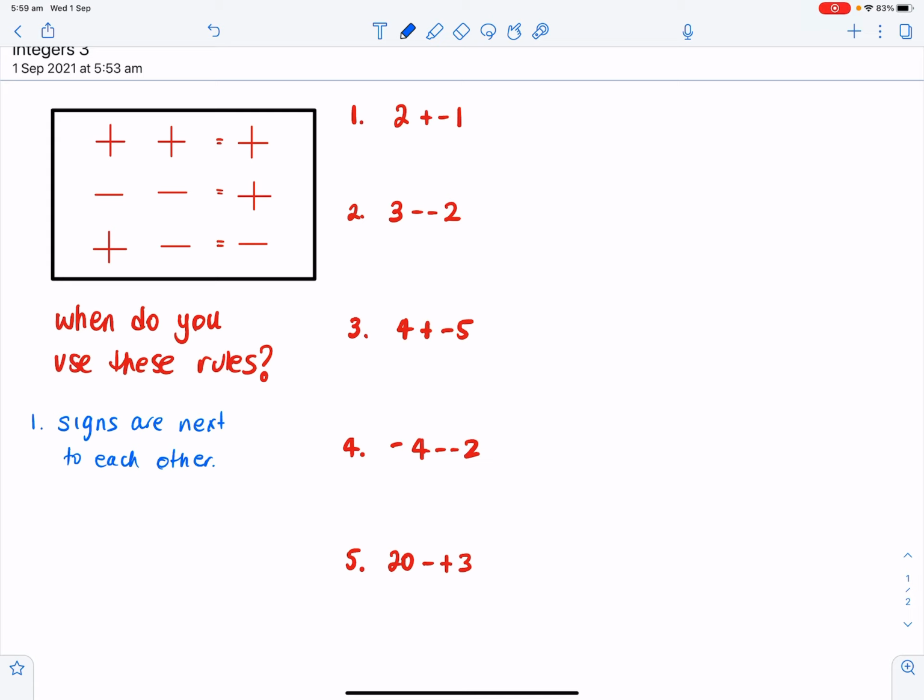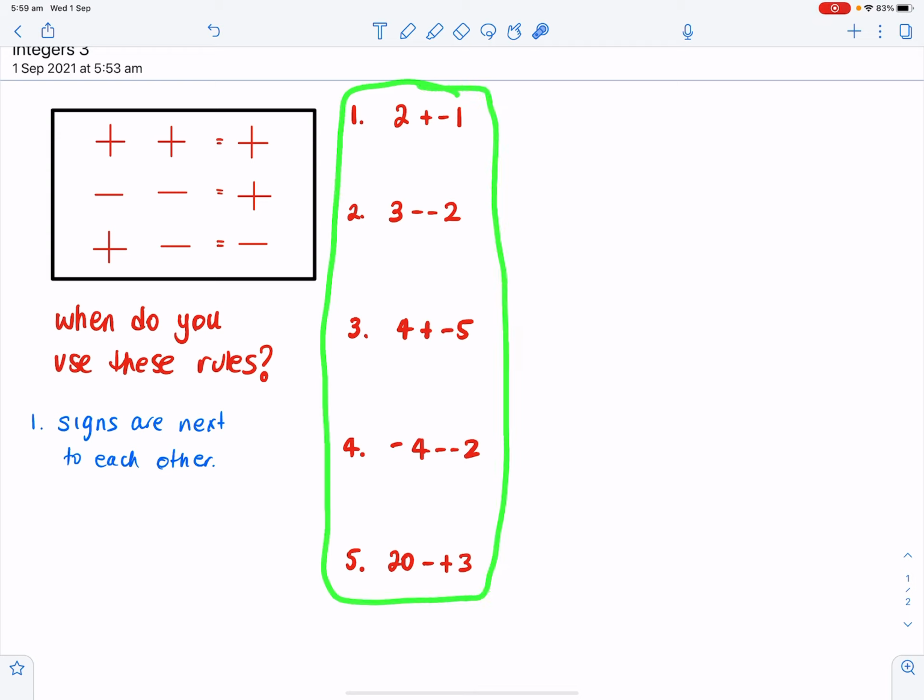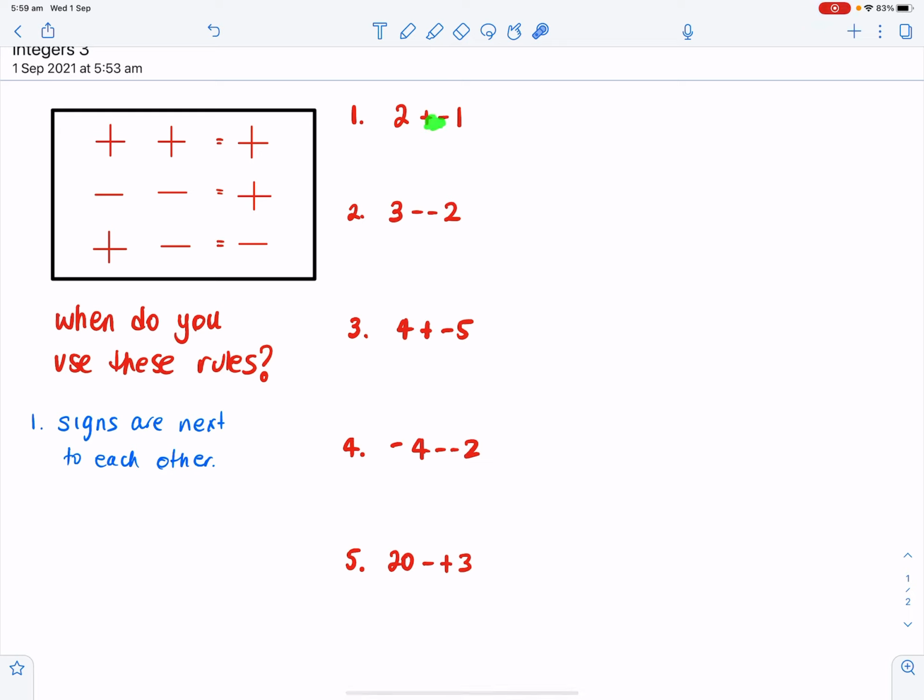And they're the questions that I've got here. So I'm going to show you now. You can see what I'm talking about, where the signs are next to each other. So in these situations, we're going to apply these rules over here. The other situations, which I will not be talking about in this video, is when you're multiplying and you're dividing. That's to come later on.